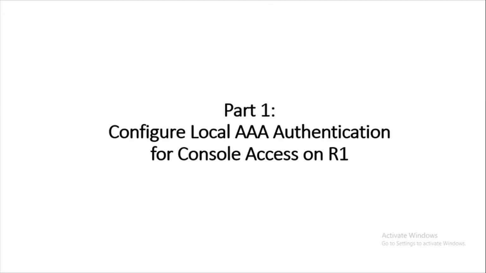Okay, after the configuration part is ready, now let's start with practical number 2 part 1, that is configuring local AAA authentication for console access on R1. In simple way, whomsoever tries to access the router R1 to configure it, it should go through this AAA mechanism.